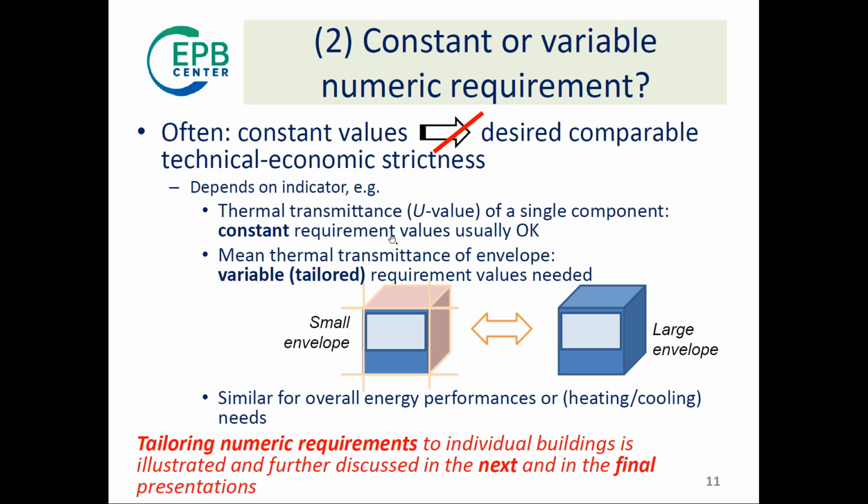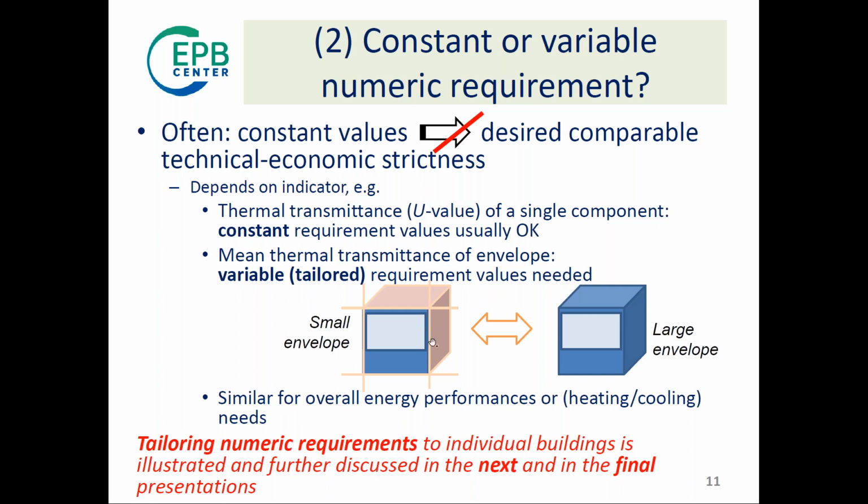Once the features and the indicators have been chosen, the next question is to go for constant or variable numeric requirements, because often a constant value doesn't lead you to this desired comparable technical economic strictness. This depends on the indicator. For instance, let's take a simple example, the thermal transmittance of a single component. If you have a constant requirement, that value, that's usually okay. But if you go then to a mean thermal transmittance for the whole envelope, you might need a variable, a tailored requirement value.